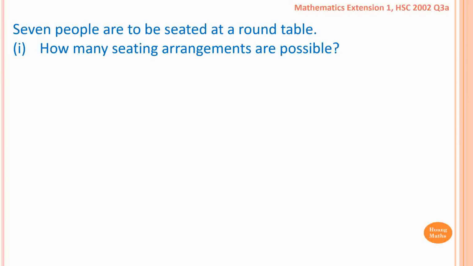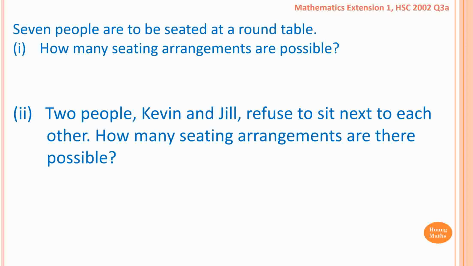Seven people are to be seated at a round table. How many sitting arrangements are possible? Part 2: 2 people, Kevin and Jill, refuse to sit next to each other. How many sitting arrangements are possible? Please stop the video and try this one yourself.